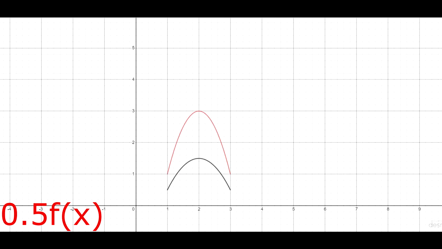By putting a number greater than 0 but less than 1 in front of the function, we would vertically compress it. For example, by putting 0.5, we would vertically compress it by the factor of 0.5.